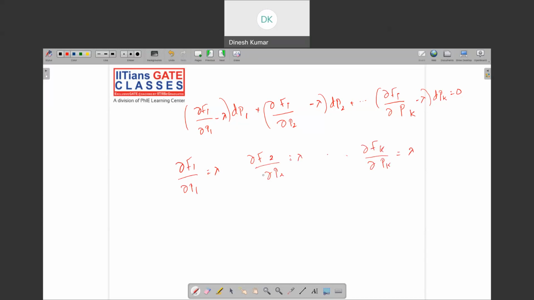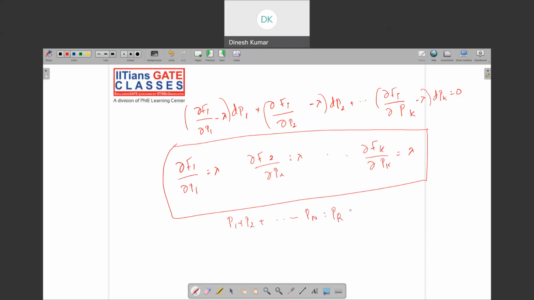This lambda is known as a Lagrange multiplier, right? So if this condition is satisfied and P1 plus P2 plus P3, etc. up to Pn equals Pr, then this will give the most economic load dispatch. So this is the condition we have to look at. Okay.